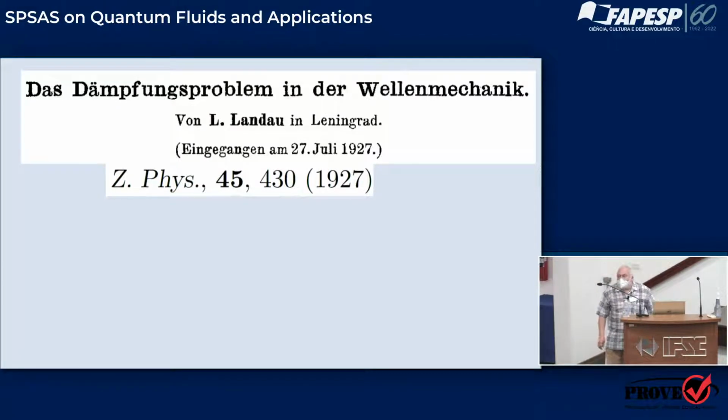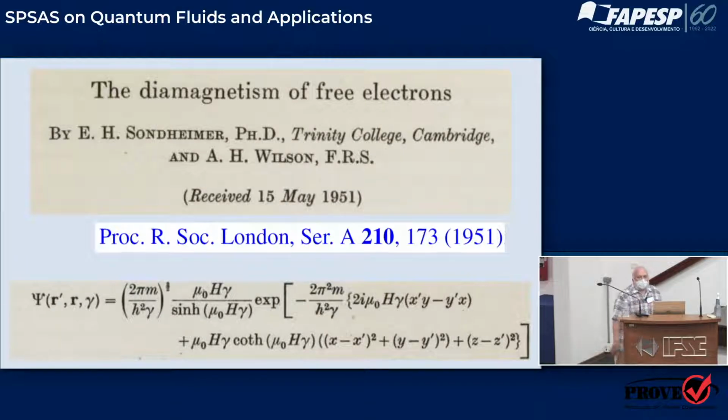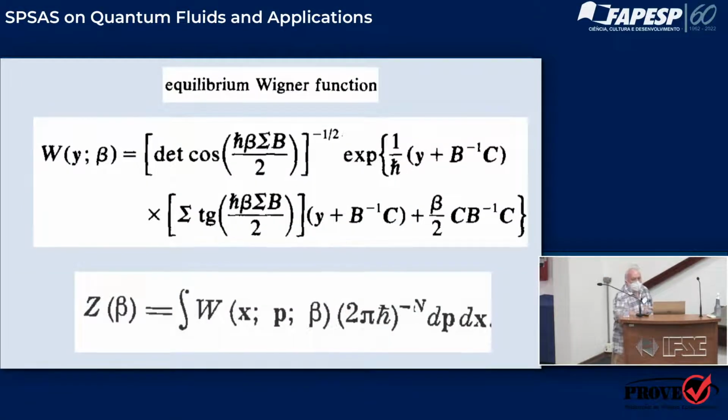And who did this for the first time? It was almost more than 20 years later. It was done by Sondheimer and Wilson in 1951. They calculated the density matrix, this is rho, not a wave function, using a method much more complicated than the method of Kennard, but they calculated in this way. And after that, of course, they obtained the statistical sum and everything.